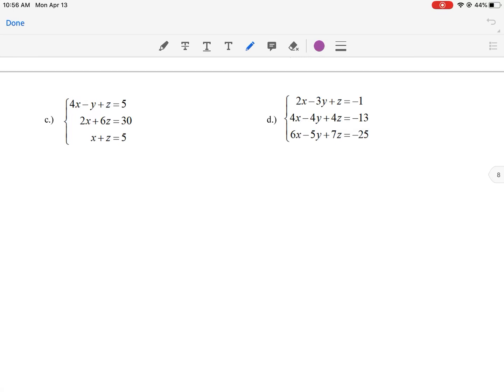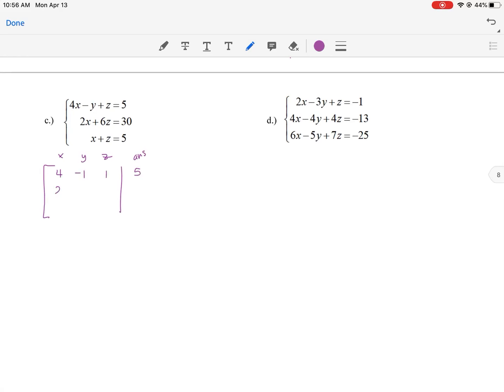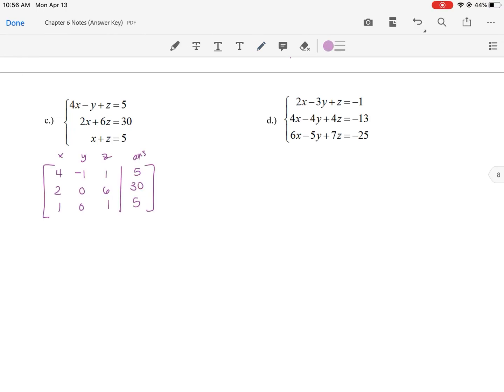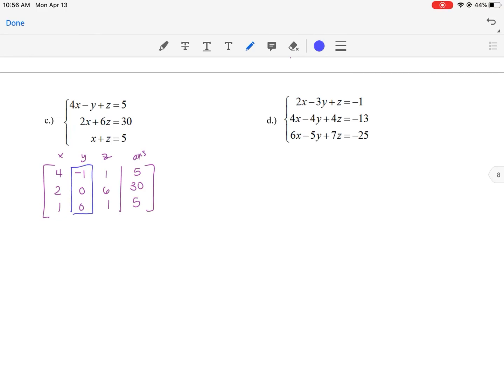Okay. These next ones become a little bit more difficult because there's now 3 variables, but the same idea is going to apply. You're trying to make the left side get into that reduced row echelon form, but you can kind of think about it as making the identity on the left. So remember, we're going to have our x's, our y's, and our z's, and then our answers. So 4, -1, 1, 5, 2, 0, 6, 30, 1, 0, 1, 5.